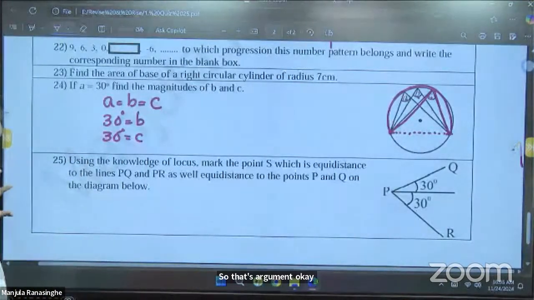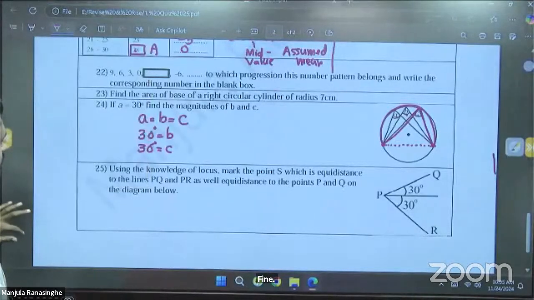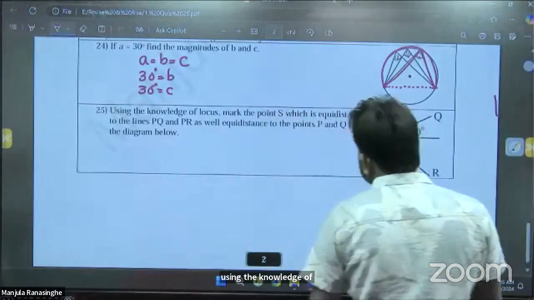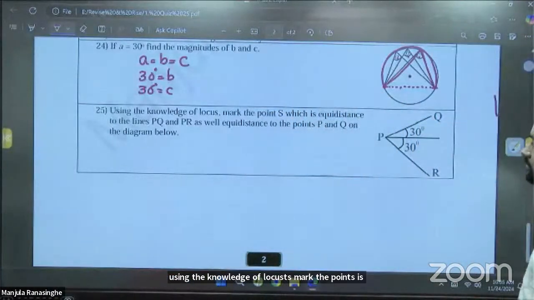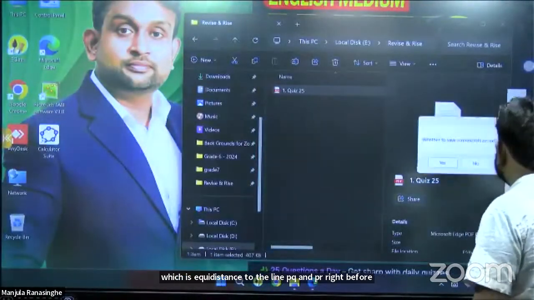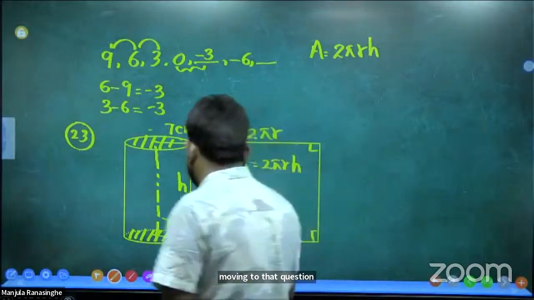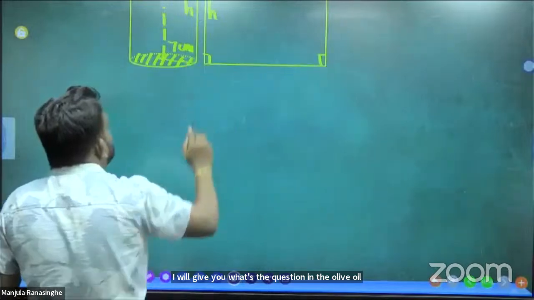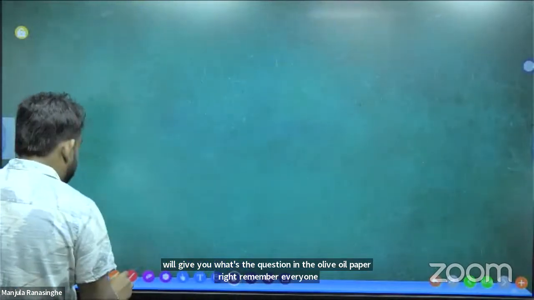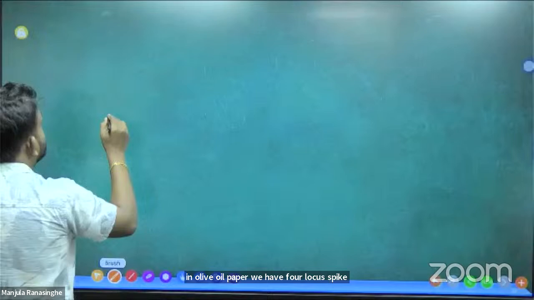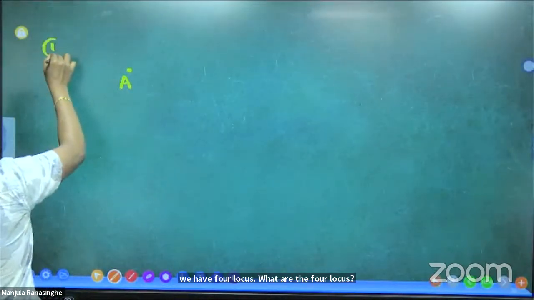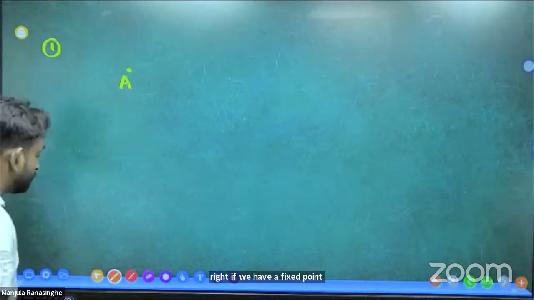So the last one, using the knowledge of locus, mark the points S which is equidistant to the line PQ and PR. Right, before moving to that question, I will tell you what the questions are in the O-level paper. Remember everyone, in the O-level paper we have 4 locus, right? We have 4 locus. What are the 4 locus?